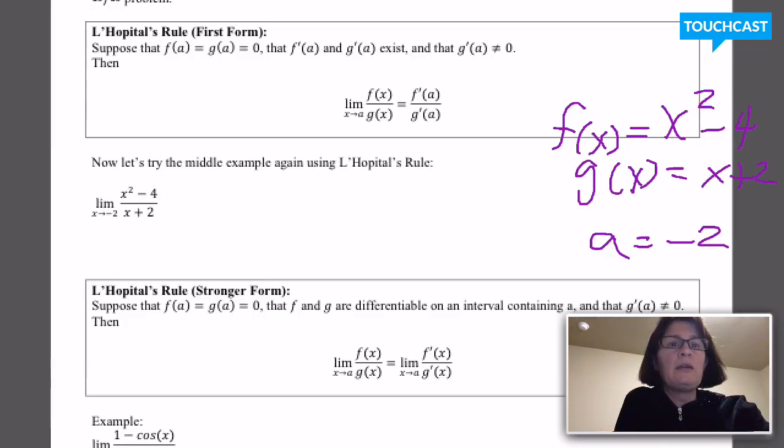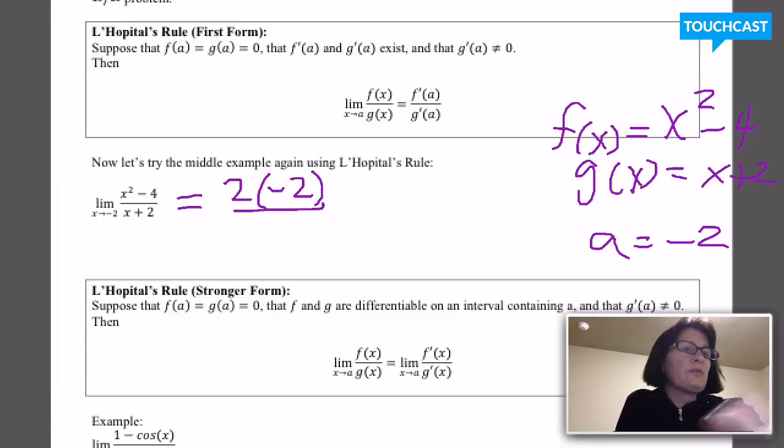So f prime is 2x, but I'm going to evaluate that at -2, over the derivative of x plus 2, which is 1, and it's just the number 1. It's not a function of x, so it doesn't matter what I'm plugging in. I get the answer -4.